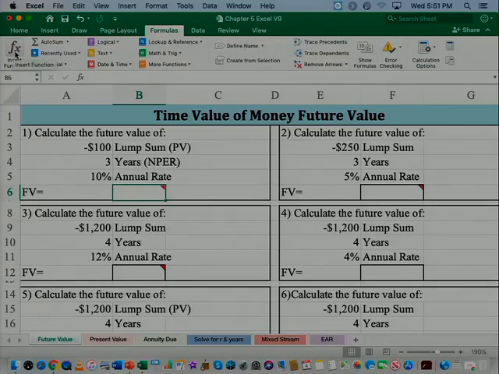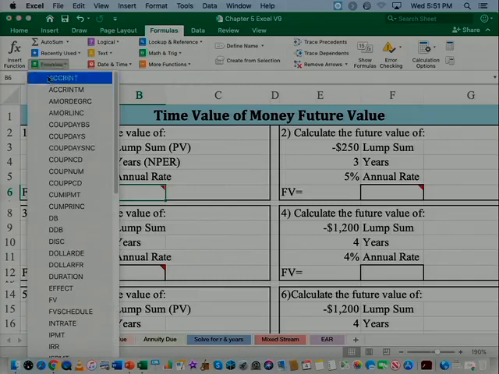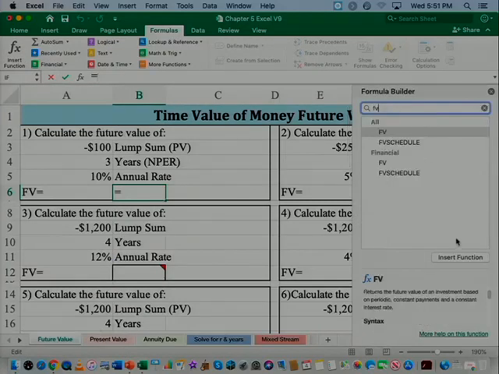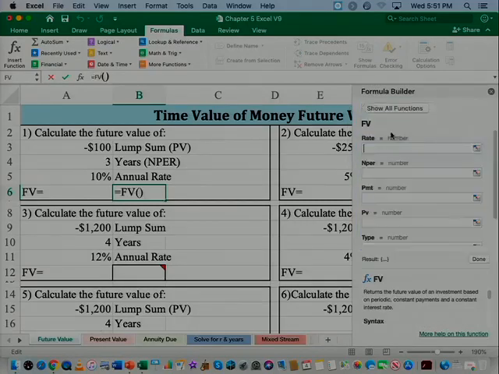There's also usually a drop down for financial, here it is, financial functions, and there we're looking for future value. But if that list is not showing up, you could just search for FV, future value, and then double click on it to get what's called a formula builder box.